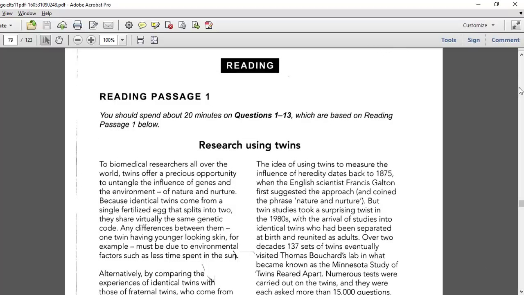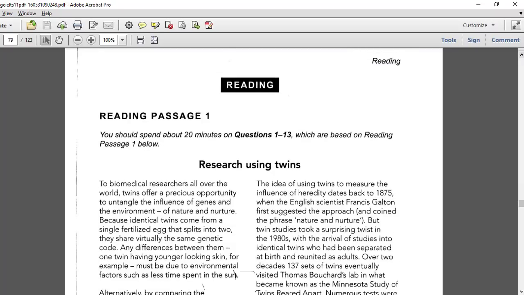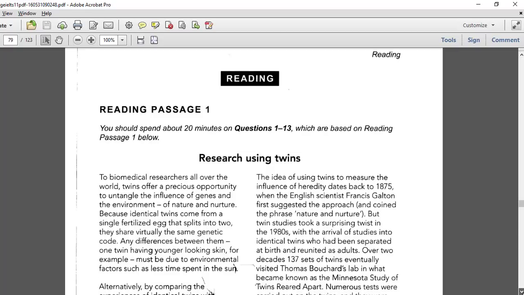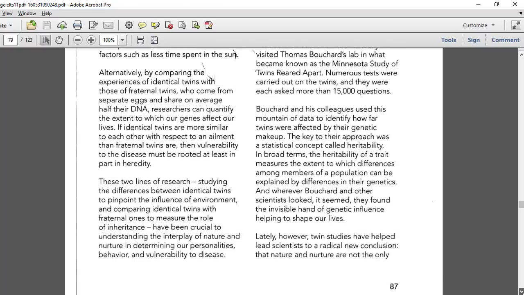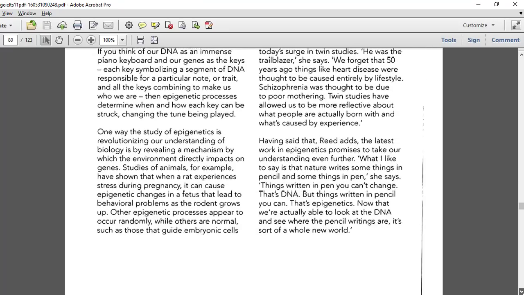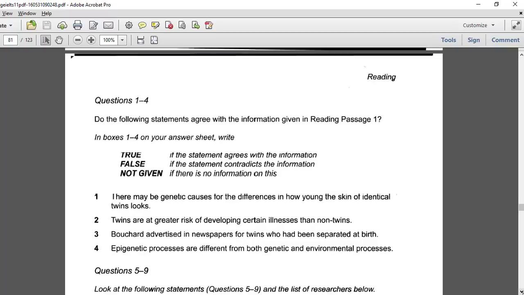Mahmoud Ahmed, and today we do IELTS Cambridge test reading number 4. This is, of course, academic reading. So, Bismillah ar-Rahman ar-Rahim. It's about research using twins. Interesting. Move to the passage. Questions 1 to 4.